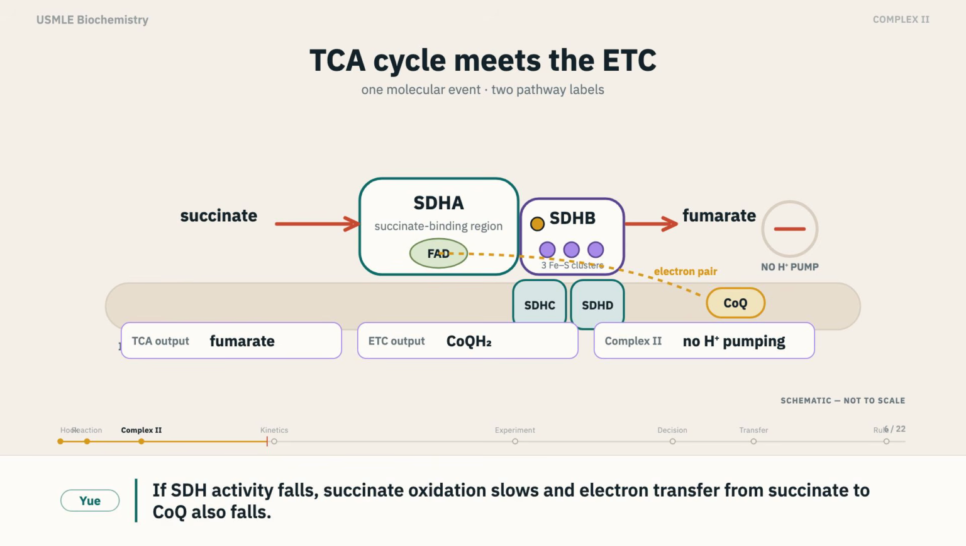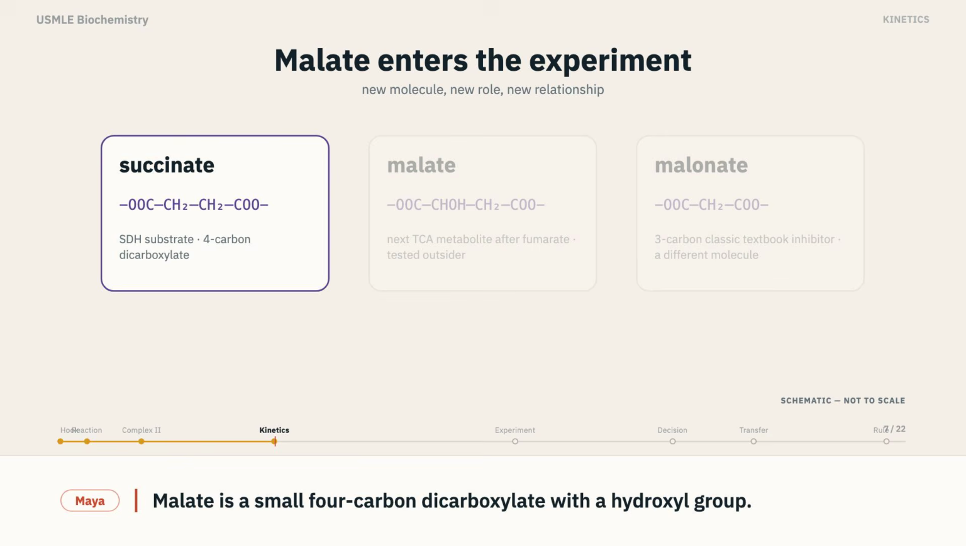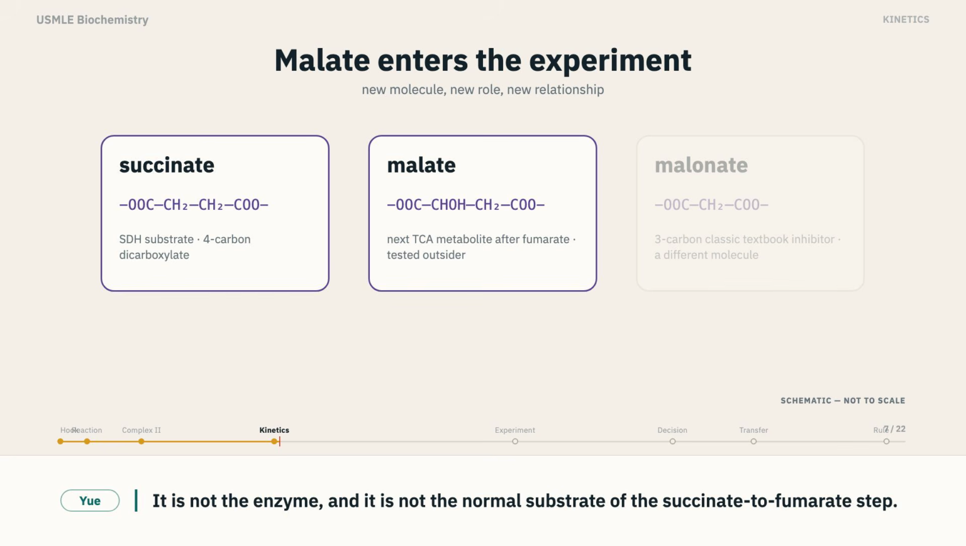If SDH activity falls, succinate oxidation slows, and electron transfer from succinate to coenzyme Q also falls. The carbon flux and the electron flow are 2 outputs of the same complex. Now bring in malate. Malate is a small 4-carbon dicarboxylate with a hydroxyl group. In this experiment, it is the added molecule whose effect on SDH is being tested. It is not the enzyme, and it is not the normal substrate of the succinate to fumarate step.